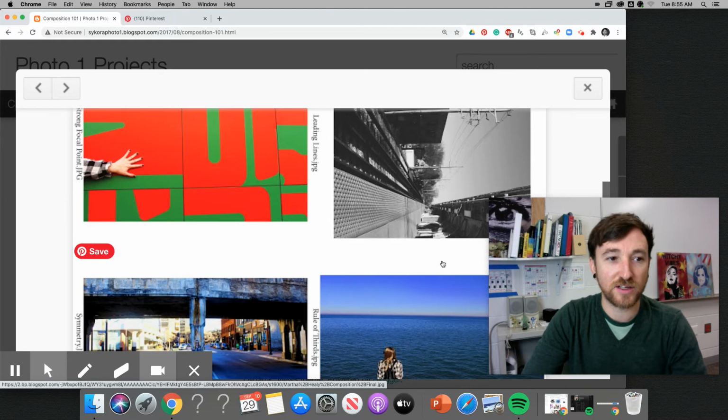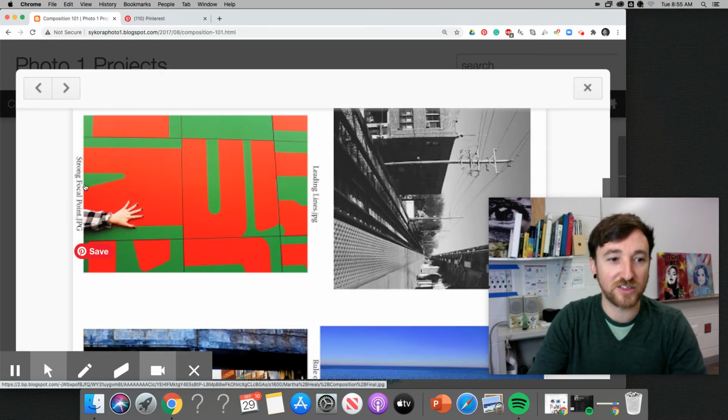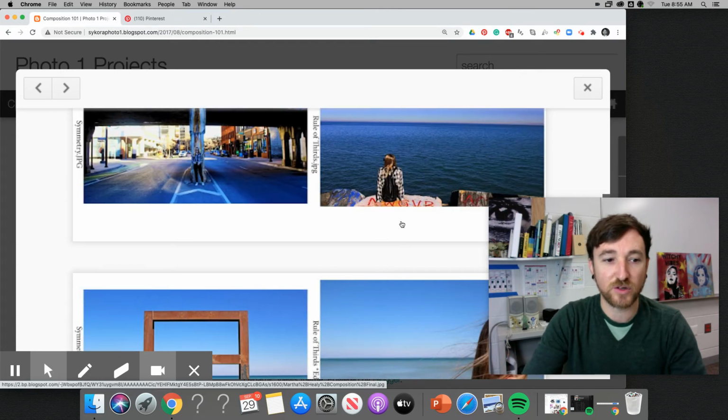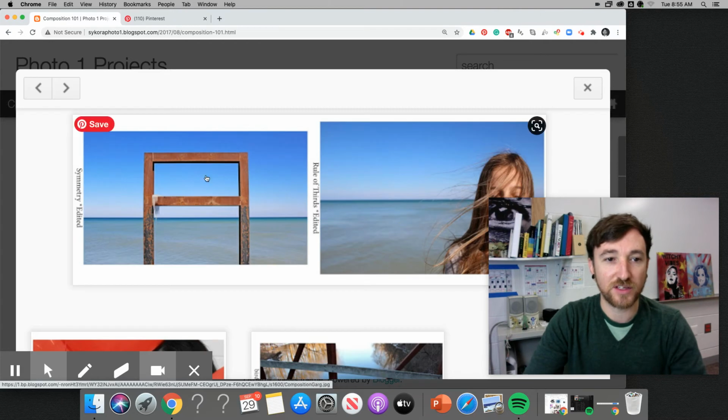So you have a student and they labeled their pictures well. It says strong focal point. You have the hand contrasted on this background, right? We have this one that's turned sideways, but it's a leading lines photograph. You'll see symmetry right here with this photograph, same on the left as it is on the right. Rule of thirds with the focal point being in the bottom left corner. Moving down, you see symmetry where it's the same on the left side as it is on the right side.